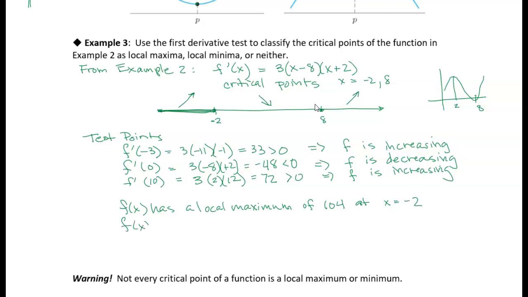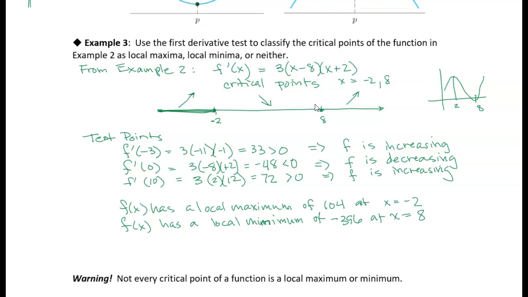Okay, and also the function has a local minimum of, and we already calculated this value in the previous example, 396 at x equals 8.